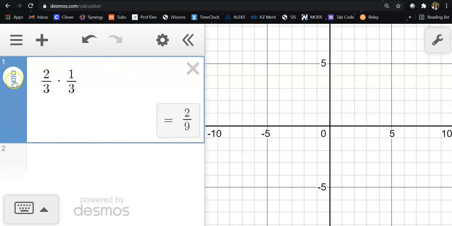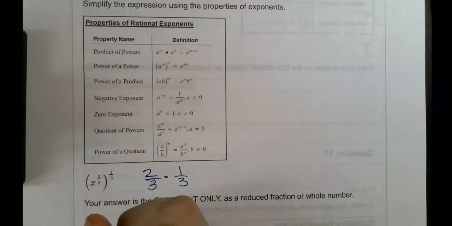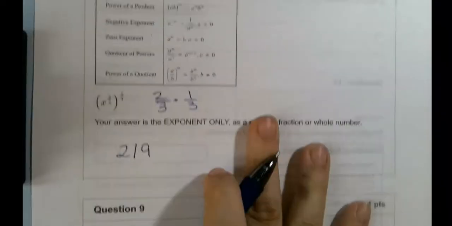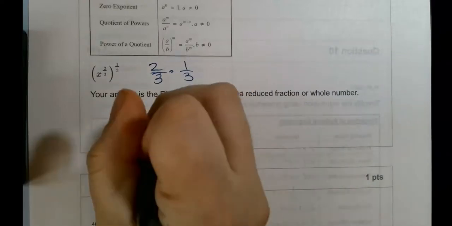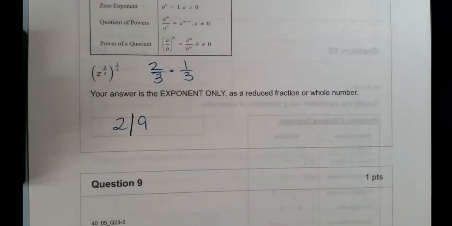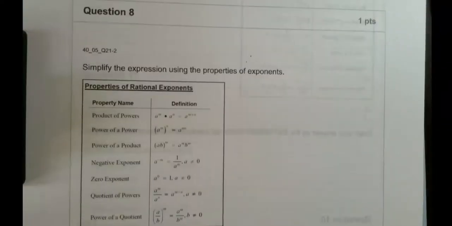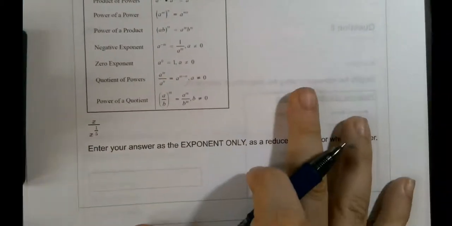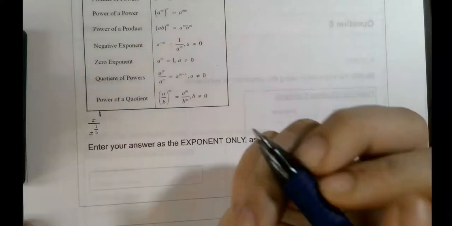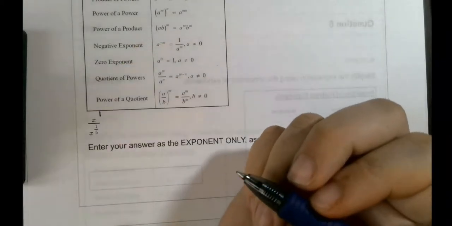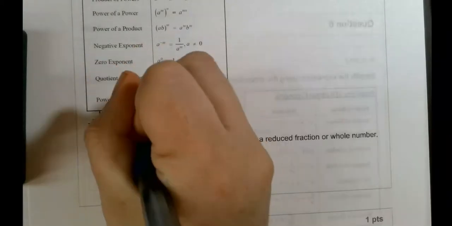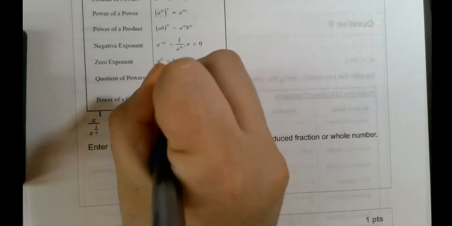When I turn it back into a fraction, it gives me 2/9. And this is the divide sign. Number 9 is the same thing. It gives me the properties and it wants me to find it. I have a base divided by another one of the same base. For these ones, I subtract my exponents. So I have 1 minus 1/5.